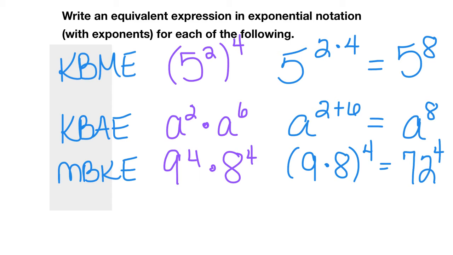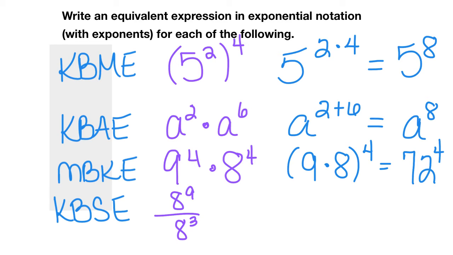The last one in that section is 8 to the 9th power over 8 to the 3rd power. This is a quotient of powers property. This is where we keep the base, subtract the exponents. We'll keep the base of 8, and we will subtract the exponents, top minus bottom. That order is very specific, as you'll learn in future lessons, and our equivalent expression is 8 to the 6th power.